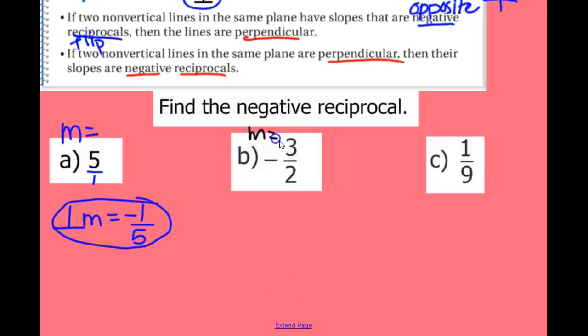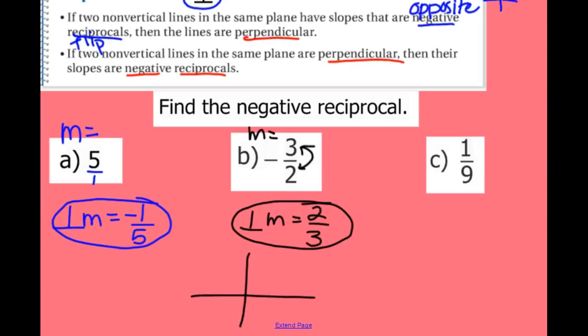So this one, our slope is negative 3 over 2. So our perpendicular slope would be, instead of a negative, a positive. And instead of 3 over 2, we need to flip that and make it 2 over 3. This is telling us that these two lines, if we were to graph them, one would have a negative 3 over 2 slope, and the other would have a positive 2 over 3 slope. Those lines would be perpendicular, meaning they cross at 90-degree angles, or right angles.